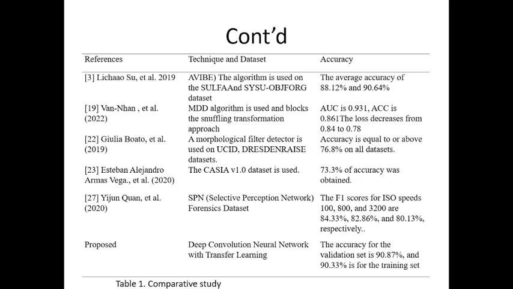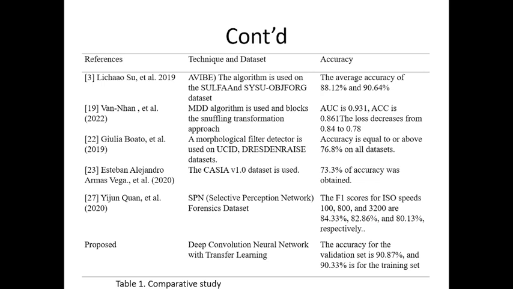After that, the research paper in 2022 by Van Nahan researched the MDD algorithm. It has used MDD algorithms and the blocked shuffling transformation approach, in which AUC is 0.931, ACC is 0.861, and the loss decreases from 0.84 to 0.78. In the next paper, a morphological filter detector is used on the UCIT dataset, and its accuracy is equal to or above 76.8 in all datasets.